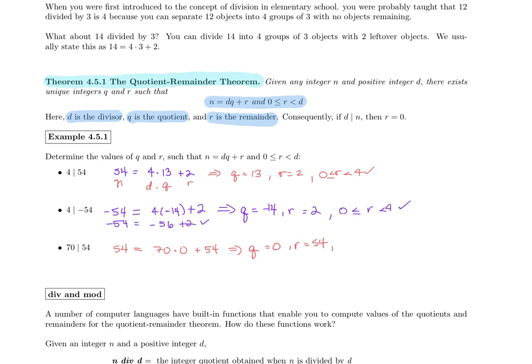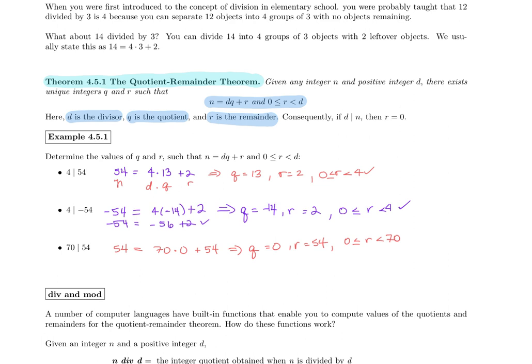And before you think, we can't have a remainder that big, all of our other remainders have been 2. You can, because here our divisor is 70. So 54 is definitely less than 70.